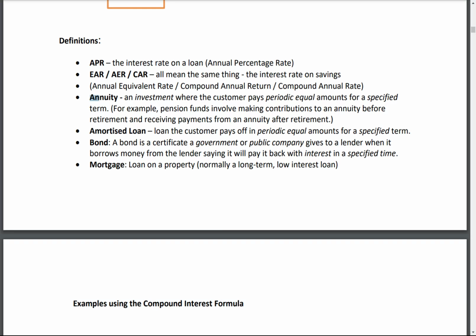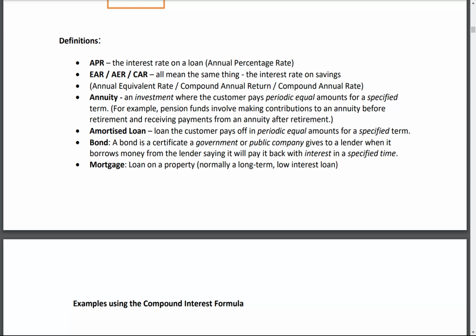An annuity, well, that's basically where you're paying into some savings or investment account, and you're paying in equal amounts at the same time every month or every week or whatever it is. You're paying in regular amounts at regular intervals, basically. An amortized loan is the same for a loan. You're paying off regular amounts at a regular time when you're paying off your loan. That's an amortized loan. And then there's a bond. A bond is a certificate that you get from the government.